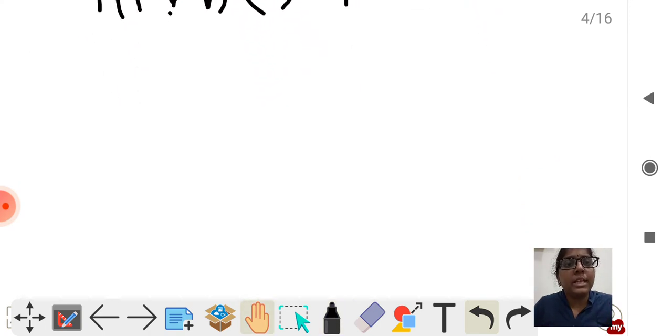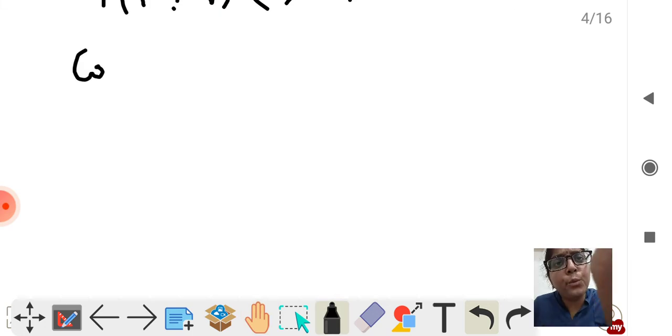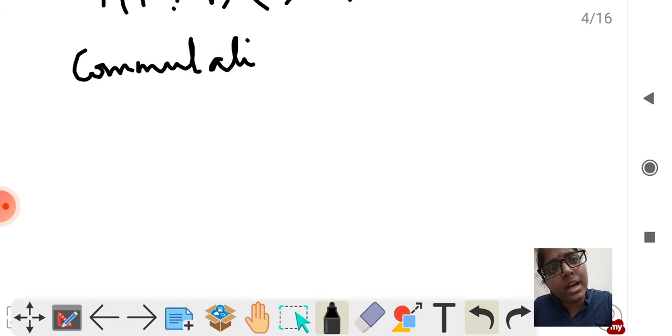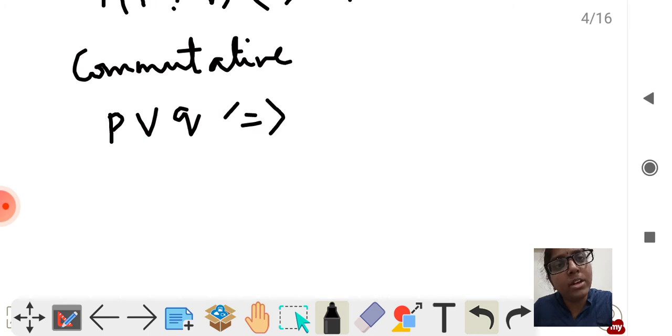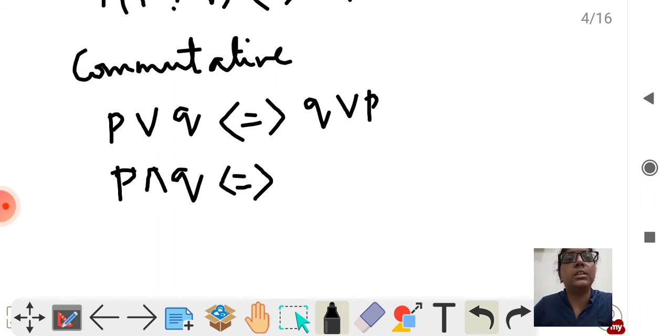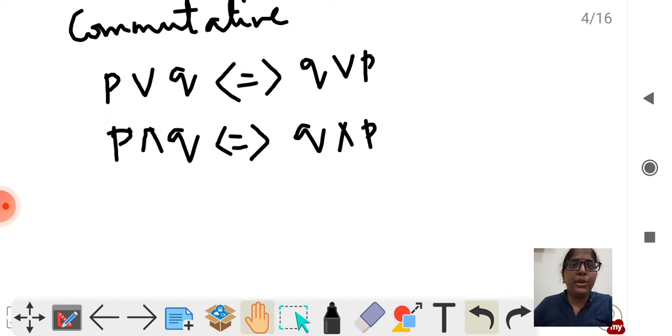Next is the commutative law. What is the commutative law? Whenever you have the word commutative, you must have two statements, and they should commute with each other. That is, P or Q is logically equivalent to Q or P, and P and Q is logically the same as Q and P. So these two are the commutative law.